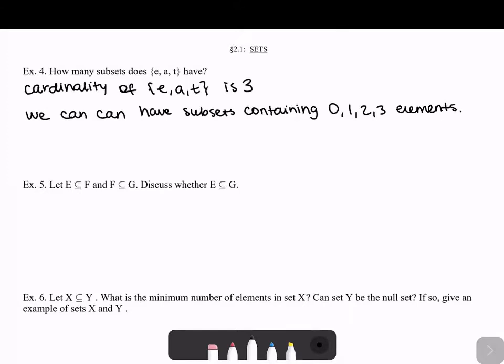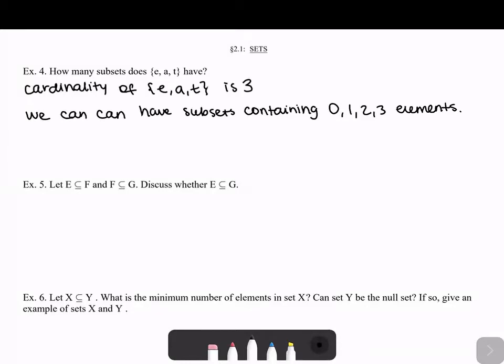Right? Because a subset just has to have, well, it has to have fewer elements, right? Any element in a subset of the set containing E, A, and T has to be in that set. Let me rephrase that. If X is a subset of this set EAT, then everything in X has to be in the set EAT, so it has to have 0, 1, 2, or 3 elements.